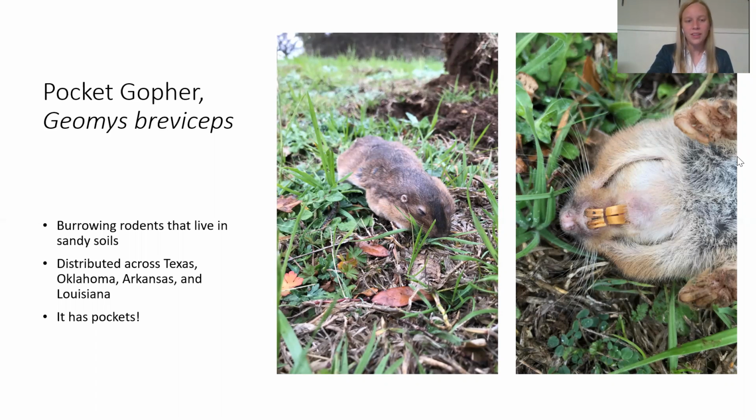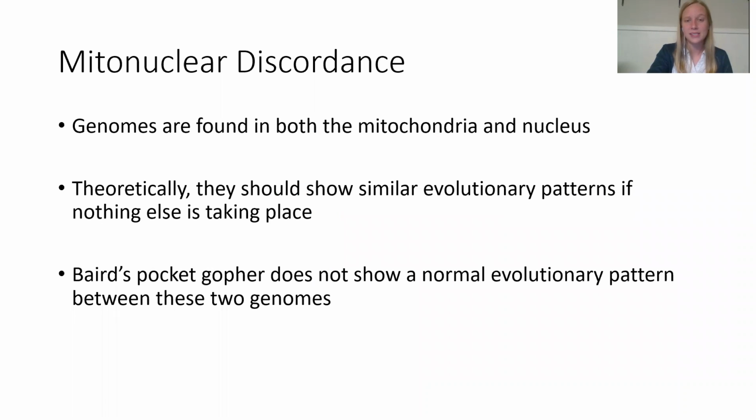And so that next bite-sized piece is going to be mitonuclear discordance. And this is just some sort of disagreement between something to do with the mitochondria and something to do with the nucleus. And so our cells actually have two genomes within them. One is within the mitochondria and the other is within the nucleus. And so those are called respectively the mitochondrial genome and the nuclear genome.